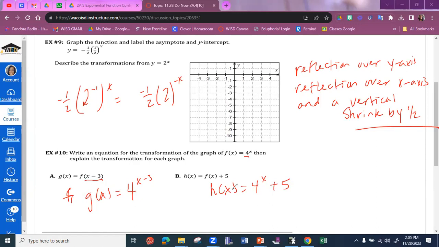Okay. Let me scroll down. Did I make it go down? Go down.